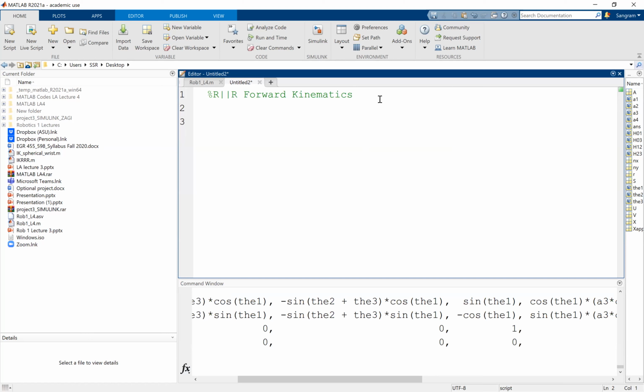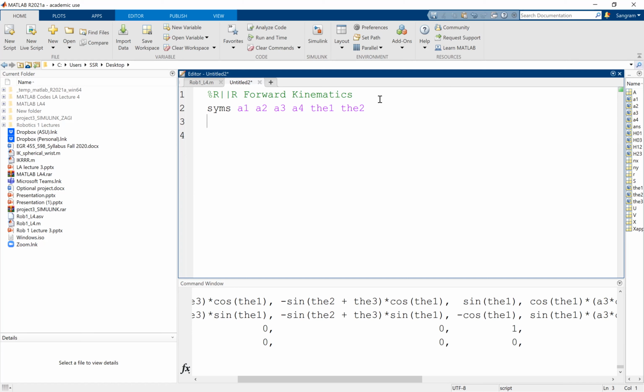Forward kinematics. So what you need to do is, first you need to define the symbolic variables. And I trust you know what the symbolic variables are. Command is syms. And our symbolic variables are A1, A2, A3, A4. These are the link lengths. Then I have theta 1, theta 2. These are the angles.